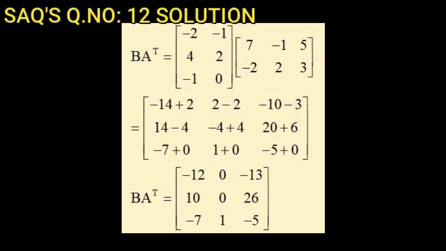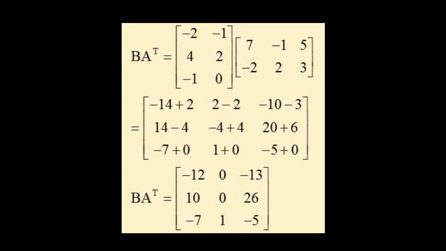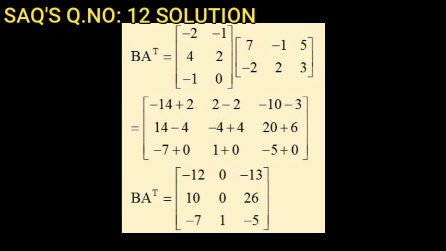Here B is equal to [-2, -1, 4; 2, -1, 0], and A dash means the transpose of the matrix A. That is, 7, -2 is the first row in A, then its transpose, 7, -2, is the first column. [7, -2; -1, 2; 5, 3]. Again, the multiplication of these two matrices exists, and that is the required value.